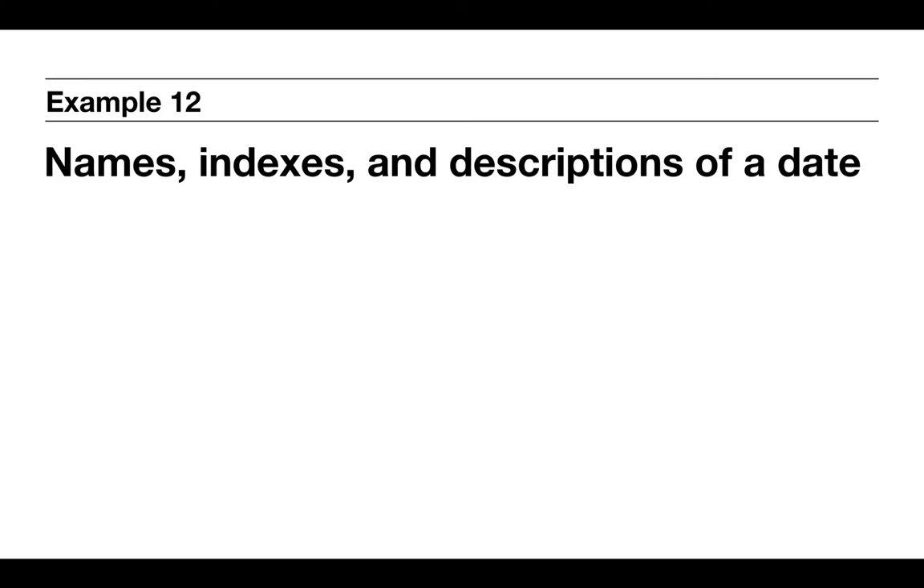We may want to figure out what is the name for a particular part of a date, or what is a description of a date. This is especially handy for reports. Instead of having somebody work in their mind, okay, 08 is August, you can simply spell out August.